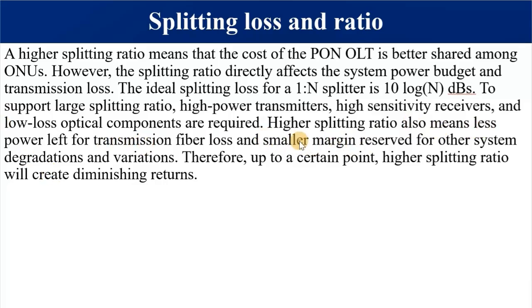You must appreciate what margin means. Normally when you are doing a link budget, you leave a certain power loss for some unknown eventualities which may occur on your line, like aging. Equipment can age. So if you use a high splitting ratio, it means your margin will be very small. So any degradation and variation will not be catered for if you use a high splitting ratio. So we are saying that to a certain point, a high splitting ratio will create diminishing returns. The law of diminishing returns can explain this. So guys, take note of the disadvantages of a high splitting ratio, or the advantage.